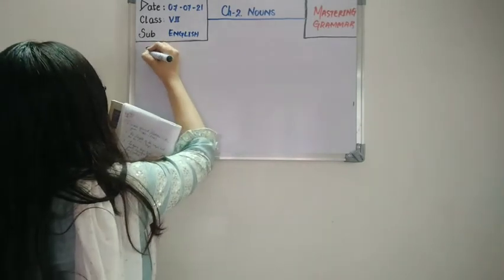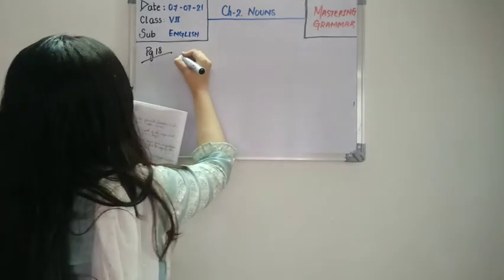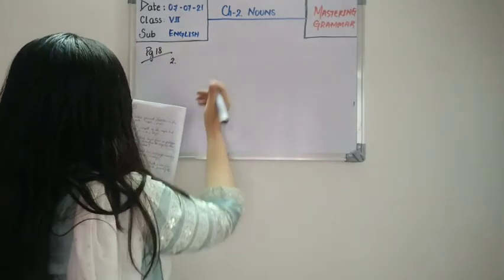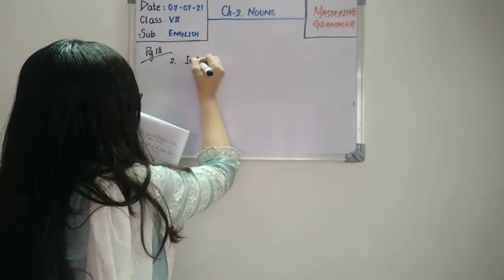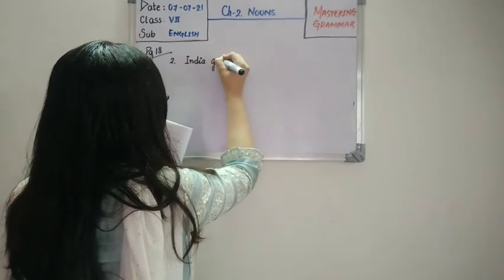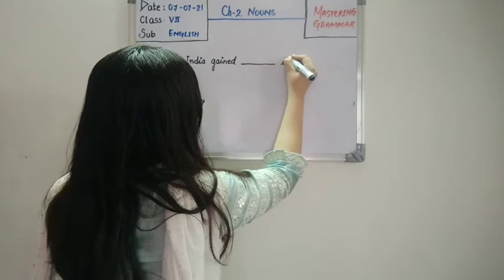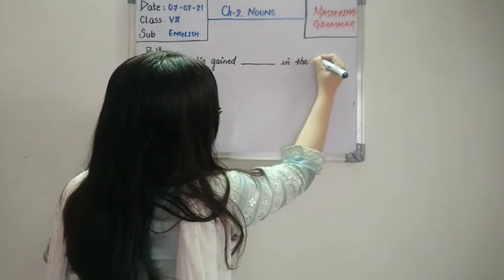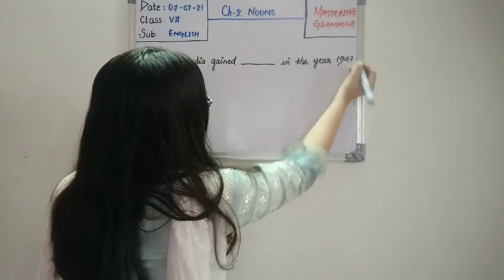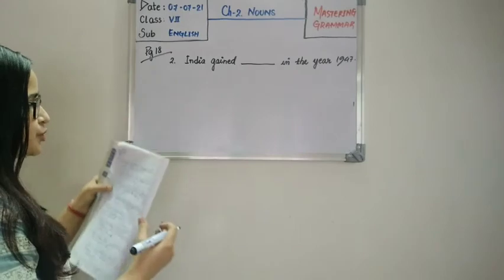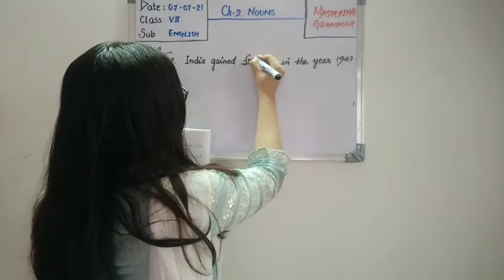Page number 18, children, and number 1 is already done, so we are starting from 2. India gained dash in the year 1947. So the word we are supposed to use here should be a noun form of free. What does that become? We have to add dom and it becomes freedom.